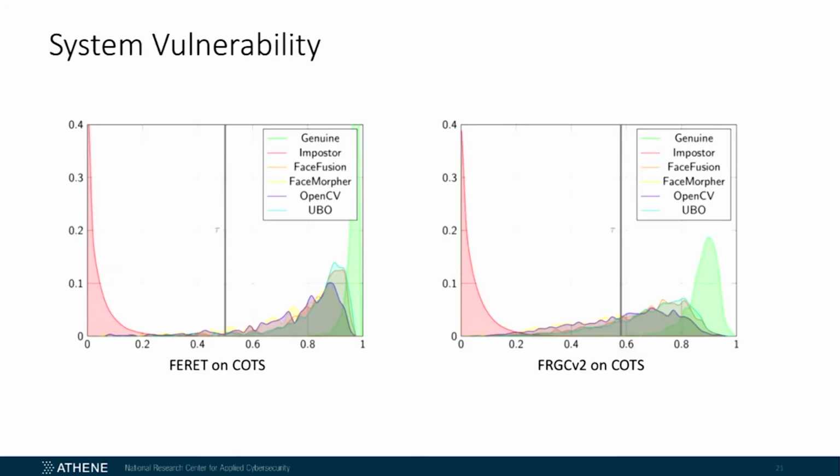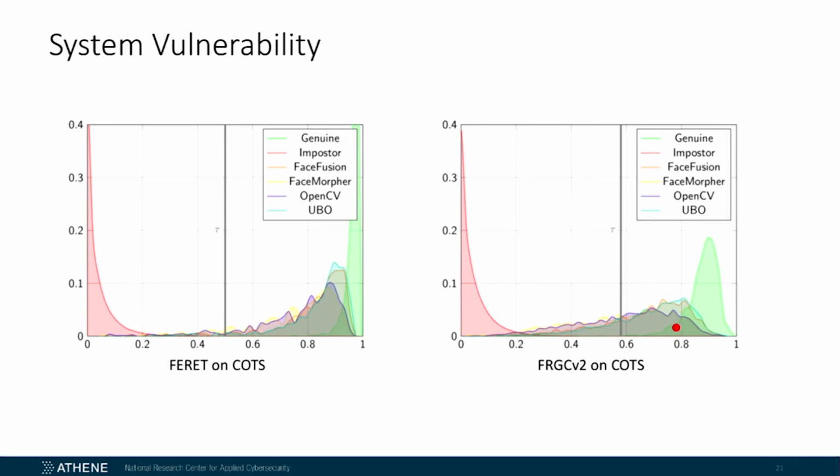So the results. First I evaluated if our created morphs are a threat to face recognition systems. Here you can see for the FERET and the FRGC database, the results on a commercial face recognition system. In red, the imposter comparisons, in green, the genuine comparisons, and in different colors, the morphing attacks. Our threshold was set to a false match rate of 0.1%, as it's recommended for border control processes. And you can see all the morphs are accepted for FERET.